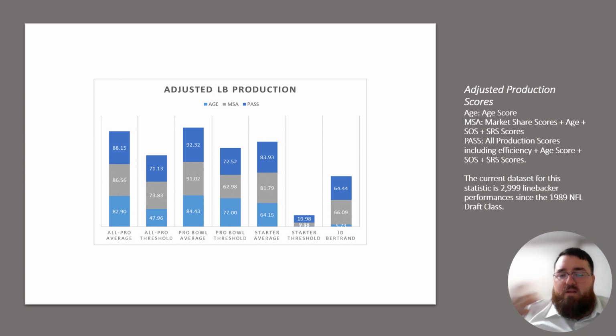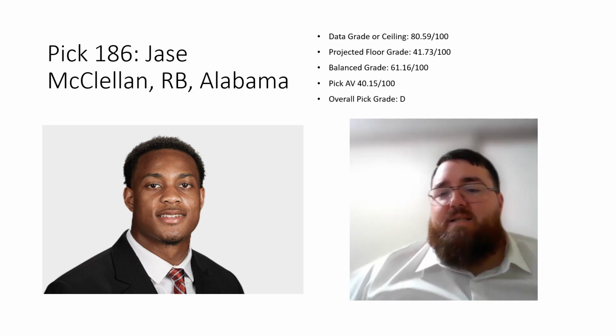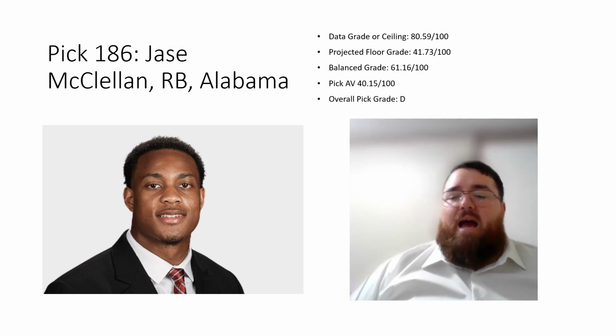But the biggest thing that really lowers him is his adjusted linebacker production profile. So his age, he had a 5.23 age score, 66.09 in terms of MSA, and 64.44 in terms of pass. That's nowhere near the Pro Bowl averages, starter averages, or All-Pro averages at the position, and that is not what you want to see out of a prospect like this long term. So I do know there's some fans of him. He does have some decent production here and there, but I would be concerned about this pick based on his overall data profile.